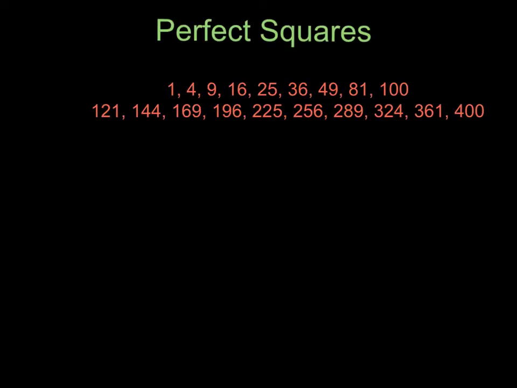Before we get started, let's do a quick review on perfect squares. Here we have the first 20 perfect squares, and obviously there's an infinite amount. It goes on and on forever. But remember what it means to be a perfect square. It just means that if you take the square root of these numbers, you get integers. For example, the square root of 196 is 14, and the square root of 400 is 20.